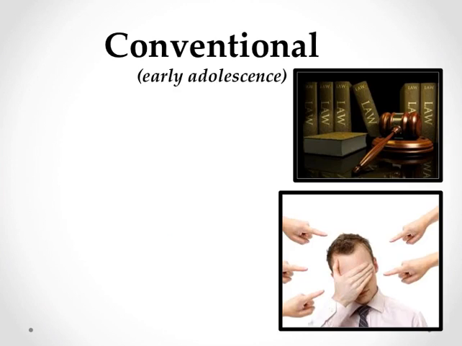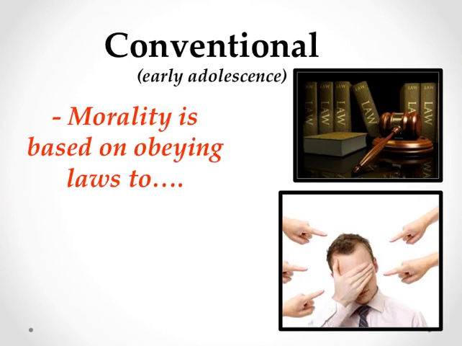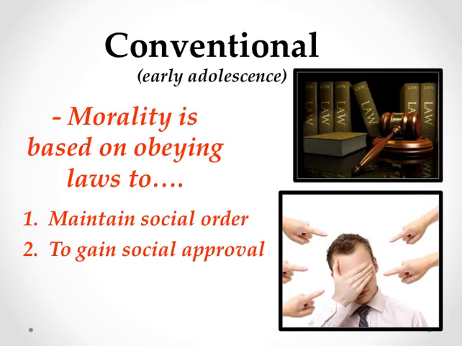Next, we have conventional morality. This usually begins in early adolescence. During this time, we worry a lot about what other people think of us, and we're more concerned with keeping up with normal social norms of society in our particular culture, or by following societal rules. So morality is more based on obeying laws. These laws are to maintain social order and to gain social approval. These are the most important things to us usually in pre-adolescence and adolescence.